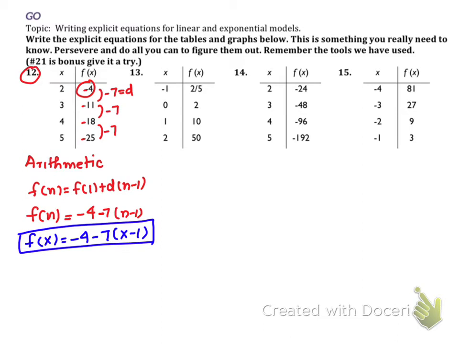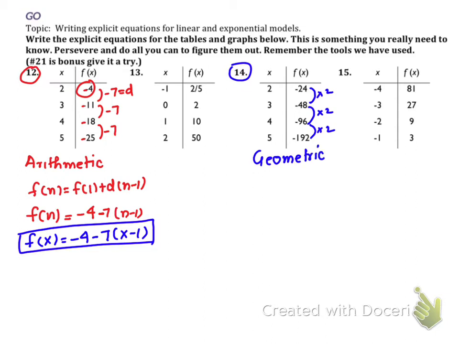let's move to another problem here. I will do question number 14 for you. If I look at it, that says that my sequence is starting from the second term, third term, fourth and fifth. The second term is negative 24, third is negative 48, then negative 96 and negative 192. So when I see every time it feels like it's doubling, it's multiplied by 2.